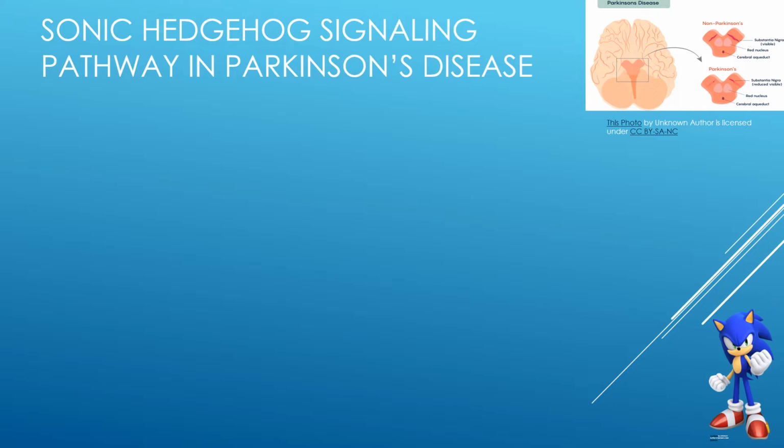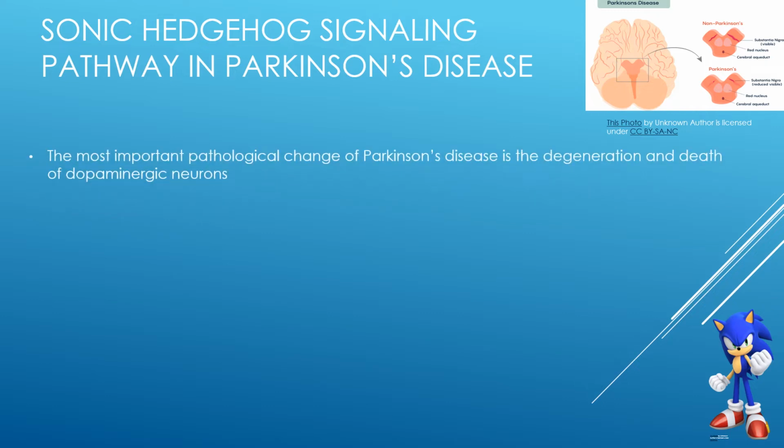The next neurodegenerative disease that we're going to talk about is Parkinson's disease. Unlike Alzheimer's disease, Parkinson's disease actually has some good news. But first, Parkinson's disease is characterized by the degeneration and death of dopaminergic neurons. Now, the Sonic the Hedgehog pathway represses these dopaminergic neuron deaths.